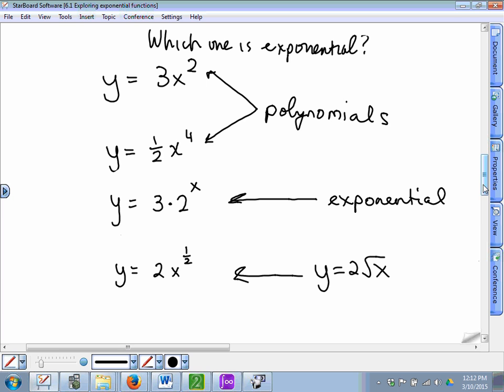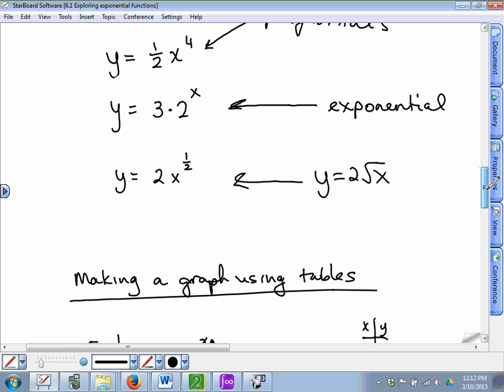First thing you're going to do on your homework is identify if it's exponential. Can you identify if it's exponential? Yes or no? Okay. The second thing you're going to have to do on your homework is make a graph by making a table.